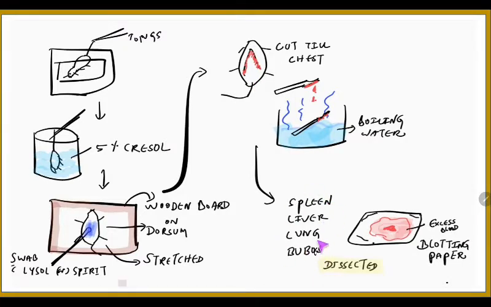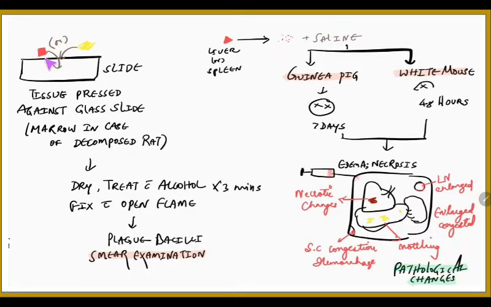Why these are taken is because in plague these are the organs getting affected, and in rodent plague also the same organs. When we are taking them out there will be more blood, so we are keeping them on a blotting paper that absorbs the blood. After that, we are taking the tissue and pressing. We're not rubbing. Remember, we are just pressing against the slide. In case of a decomposed rat, we are using the bone marrow, taking and spreading it on the slide for smear examination.